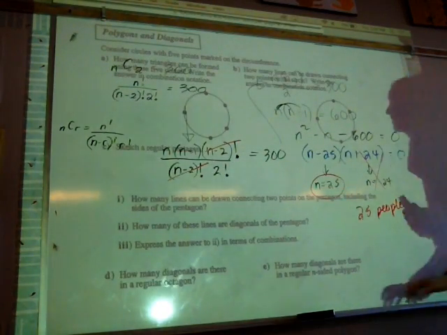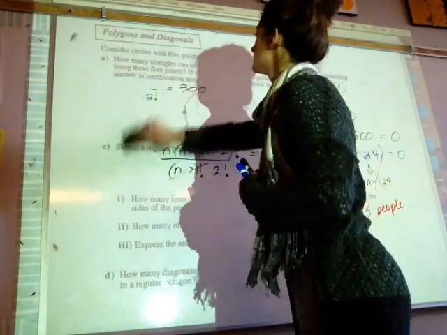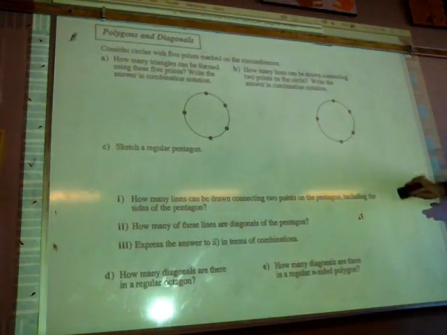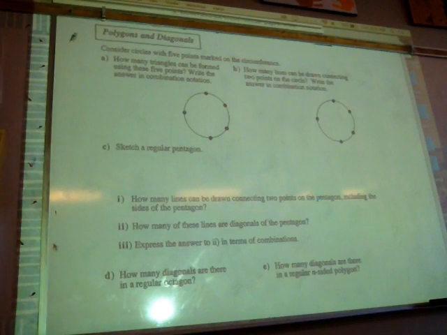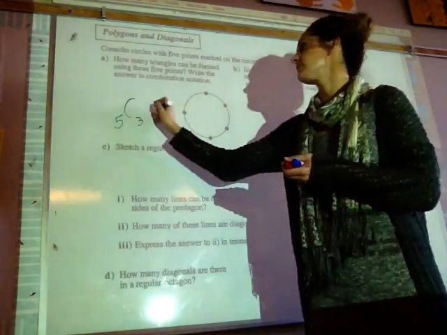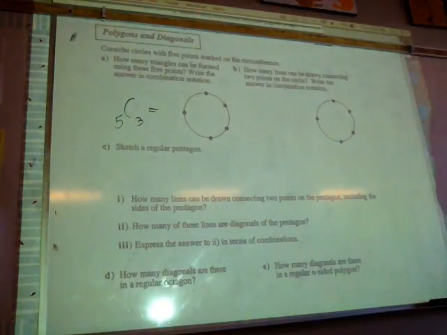We can also apply combinations to polygons and diagonals. It's amazing what people discovered, hey? So we're going to consider circles with 5 points marked on the circumference. How many triangles can be formed using these 5 points? Write the answer in combination notation. If you wanted to sit there for a while, you could try to make different combinations of triangles. Or we know there's 5 points, and we need to choose 3 of them to make a triangle. Order doesn't matter. So when you multiply that out, you'll get 10 different ways.